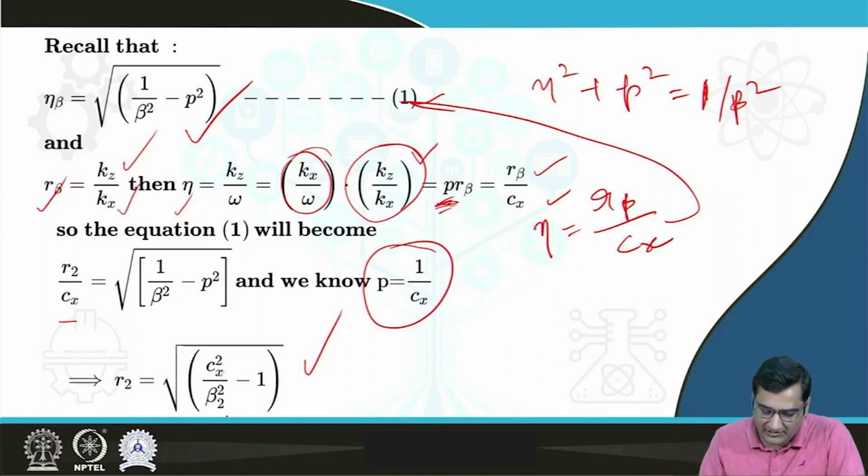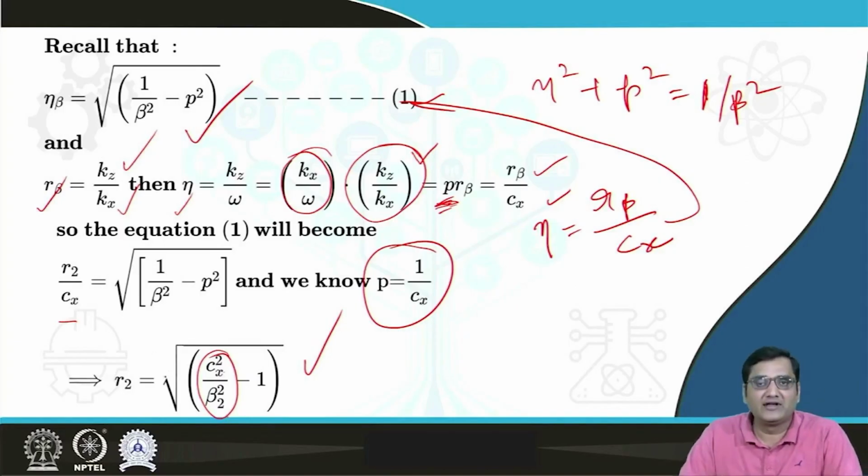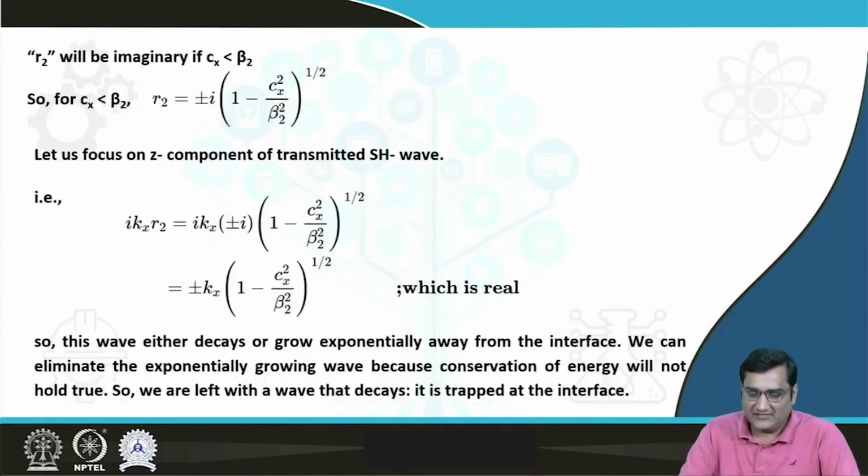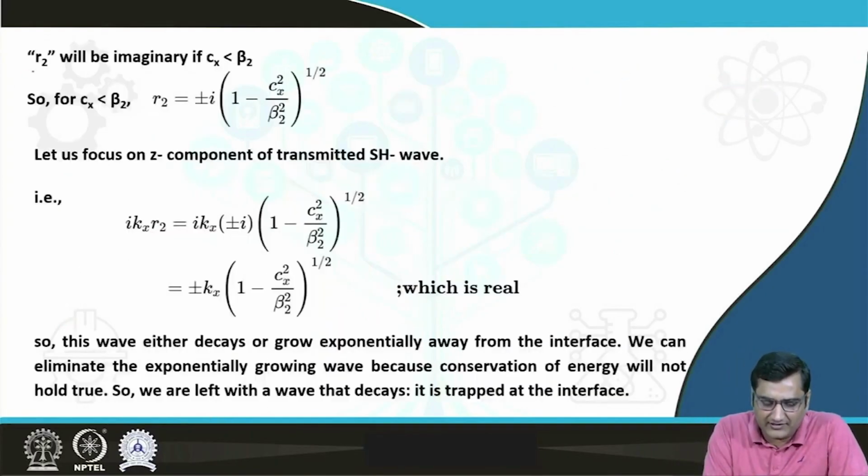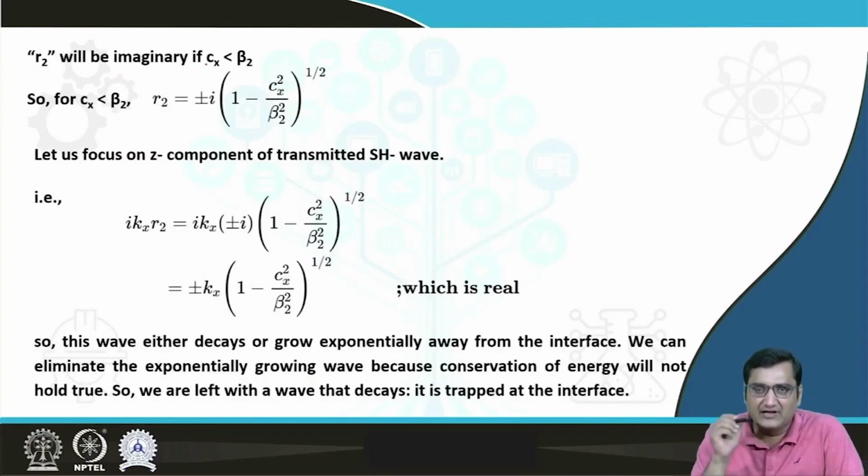If Cx is smaller than β2, then this overall quantity will go to less than 1. In that case, the under root will have a negative term. That means R2 will be an imaginary quantity. Now, that is what is written: R2 will be an imaginary quantity if Cx is less than β2. So, if Cx is less than β2, then we can take minus 1 outside of the under root. Then R2 will become plus minus iota in bracket, under root 1 minus Cx square by β2 square.